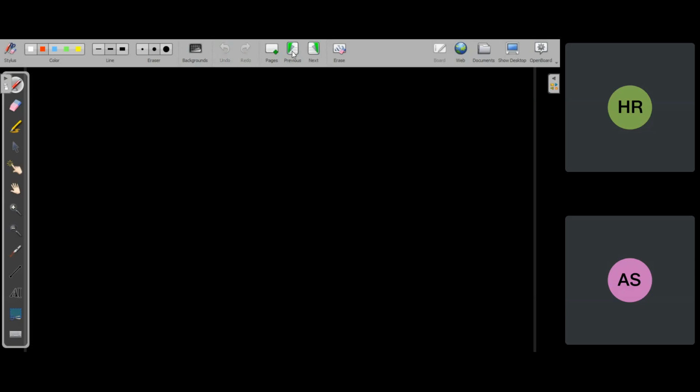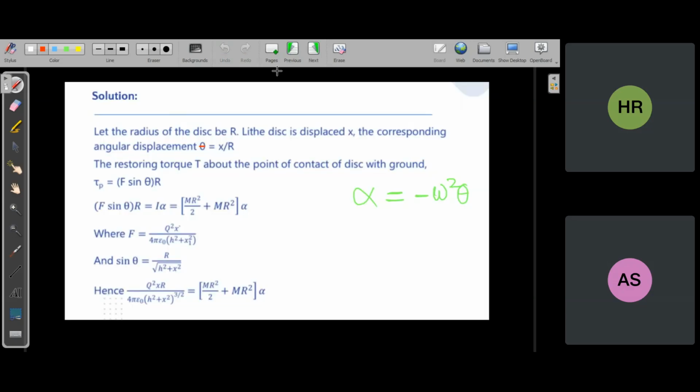To calculate alpha, what you will do? You will do this torque equation. Net torque will be equal to I alpha. I is not the moment of inertia about the center of the disk, but about the axis passing through the point of contact. See this.